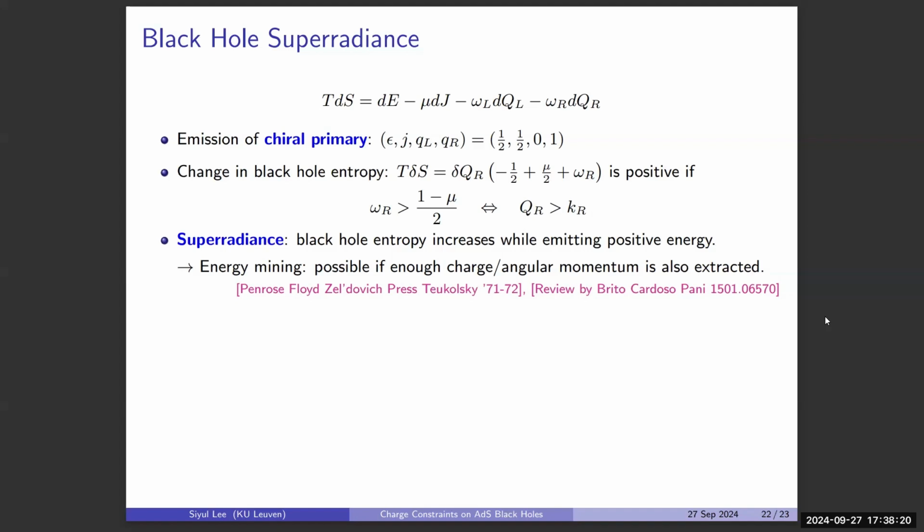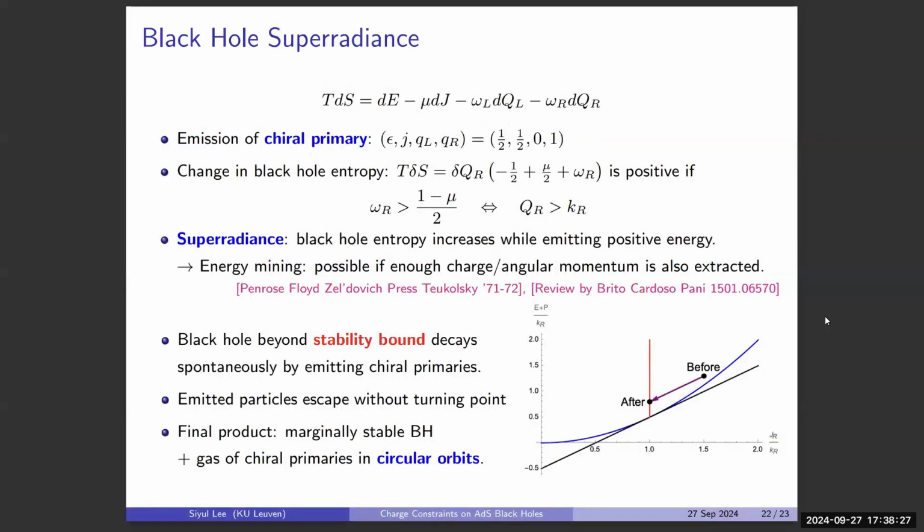It is also known as energy mining or black hole bomb by Soviet scientists. So drawing on this diagram, this means that if you started from a perfectly legitimate black hole at here, it might emit chiral primaries so that its macroscopic charges come to this point. However, this process is spontaneous, and the entropy at this point of the black hole is larger than what it had before.